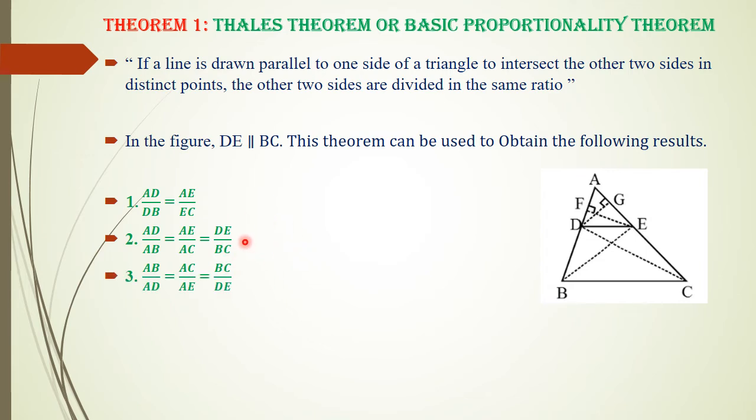Now, if I just invert all these ratios, I will get the third result, that is AB upon AD is equal to AC upon AE is equal to BC upon DE.